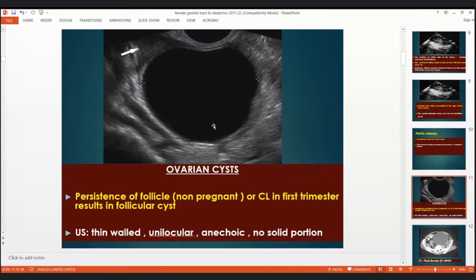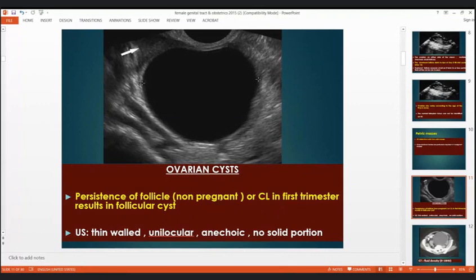The most common lesion affecting the adnexa is an ovarian cyst. This is an example of an ovarian cyst. Ovarian cysts can be either simple or complicated or complex. A simple cyst refers to only fluid content with a thin wall and no solid nodules. Fluid will appear anechoic on ultrasound with no solid portions. So a simple cyst is thin-walled, unilocular, anechoic, with no solid portions.